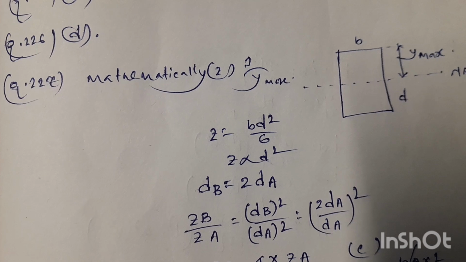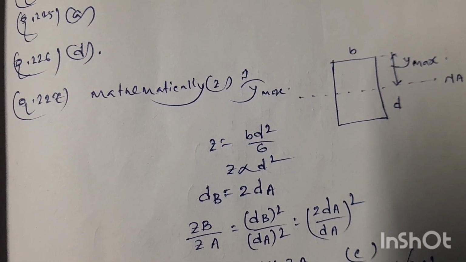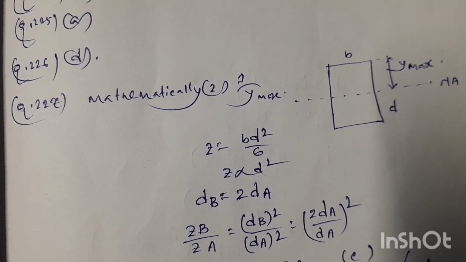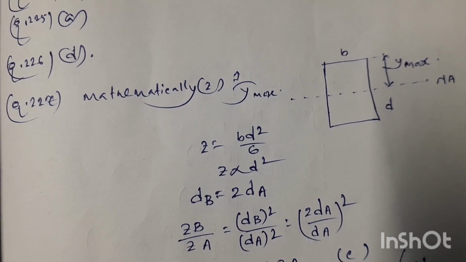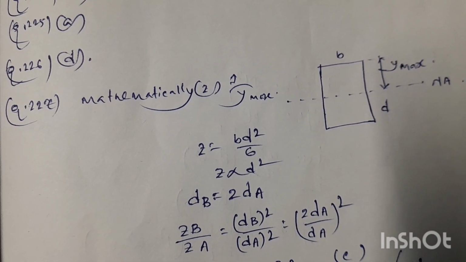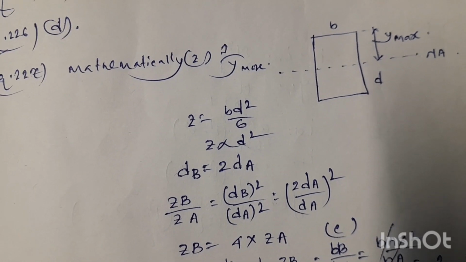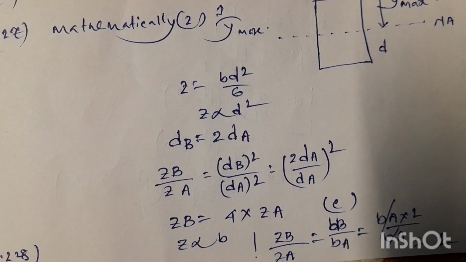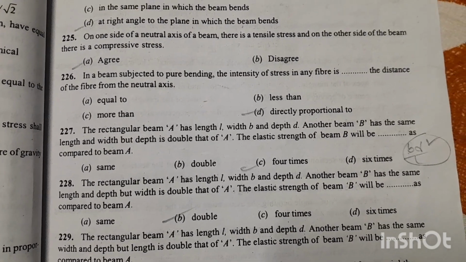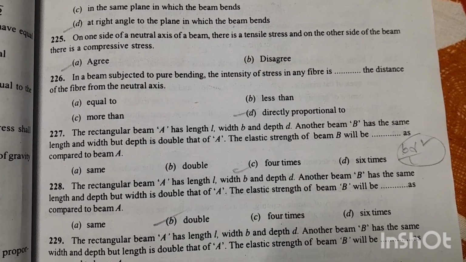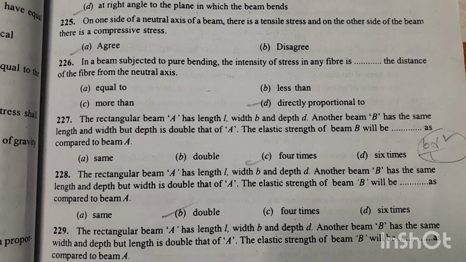If we make the ratio of section modulus ZB divided by section modulus ZA, we will get small dB by small dA whole square, and we know dB equal to 2 dA. So if we put the value, we will get ZB equal to 4 into ZA. So for question number 227, the elastic strength of the beam B will be 4 times as compared to the beam A. Next question 228.